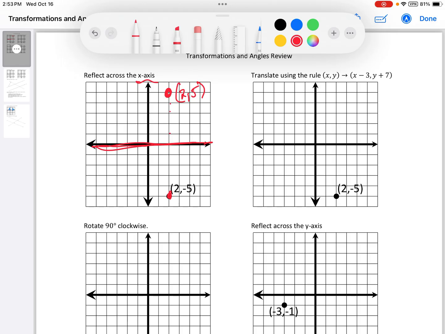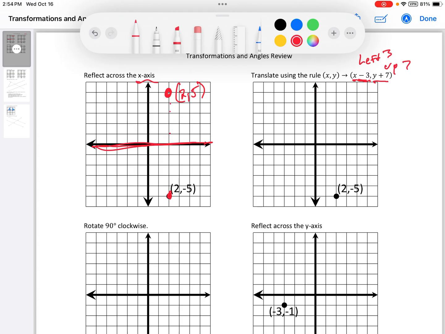Next, translate using the rule xy becomes x minus 3, y plus 7. This is the x-axis. It goes left and right. Plus minus 3 would mean left 3. So left 3. This is the y-axis. It goes up and down. Plus means up. So therefore this is up 7.